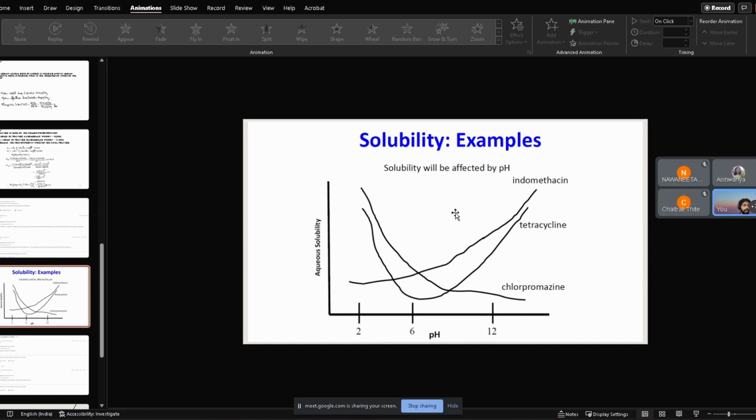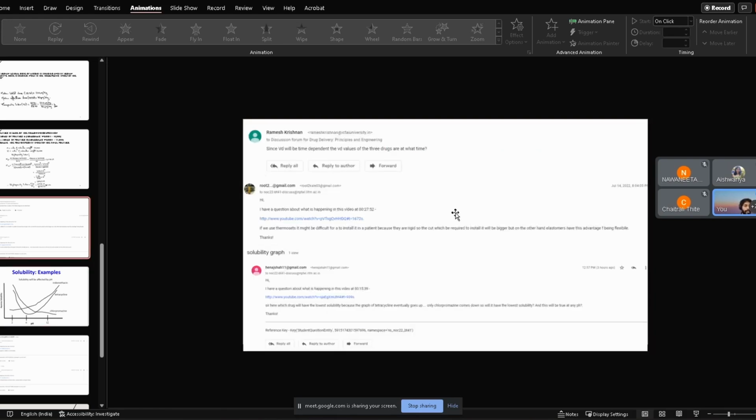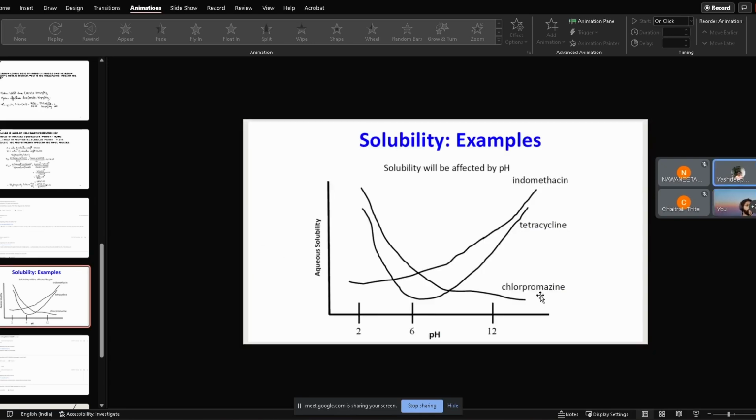These drugs have different solubilities at different pHs, and we want to understand that different molecules have different solubilities at different pHs, and see if we can explore that. Sir, in tetracycline, can we say that it has more than one pKa value? At lower pH it is highly soluble, and at pH 12 or more it is soluble again. It means it is getting ionized. Correct. Will it have more pKa values? Yeah, it will.